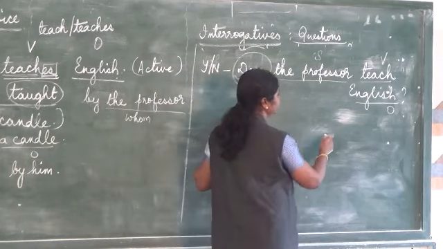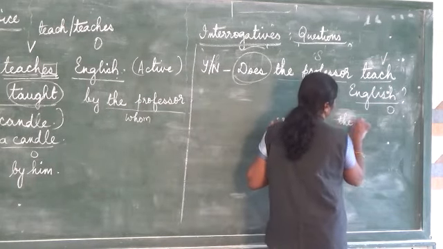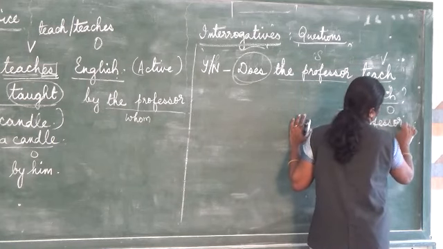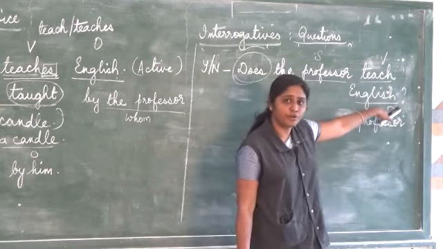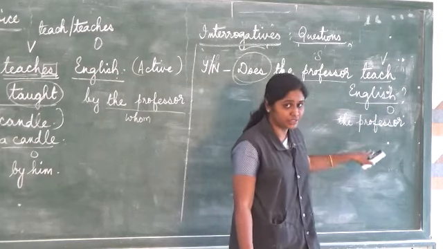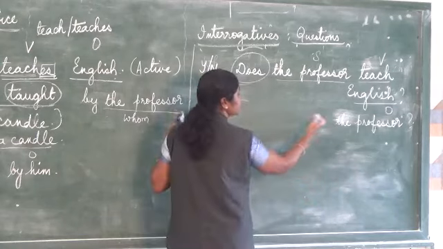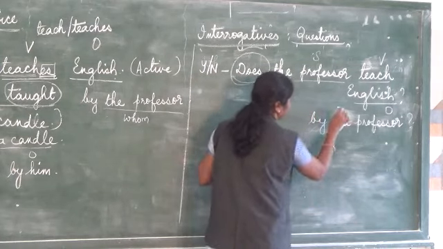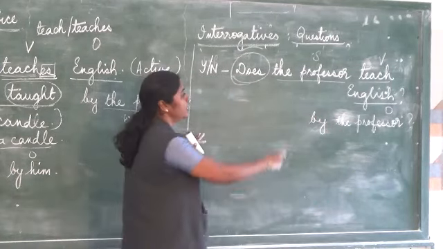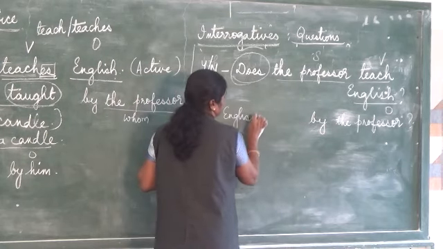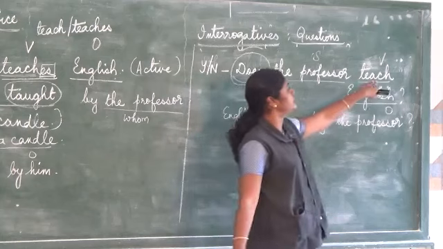So now the subject you take to the last, the professor. And since this is in the form of a question, the answer should also be a question only. So don't forget to put this question mark. Now before this subject we will always add by, no? We have done that also. Now this English, you write it in the front. Is it clear? Now what is remaining?